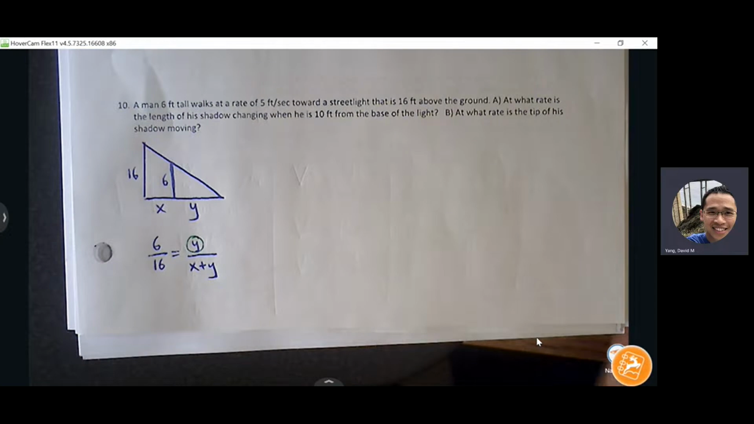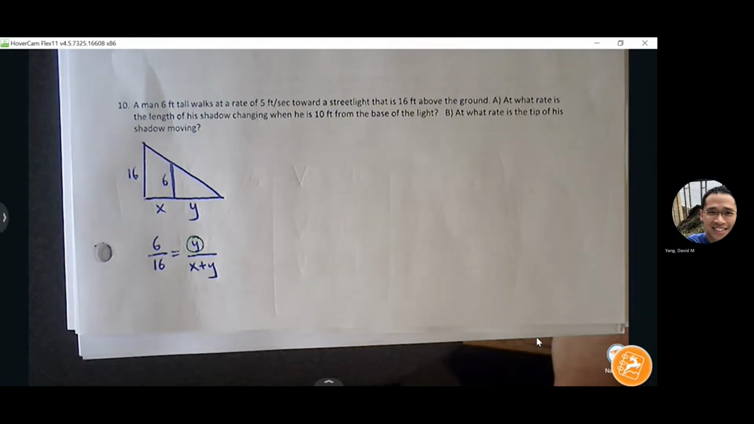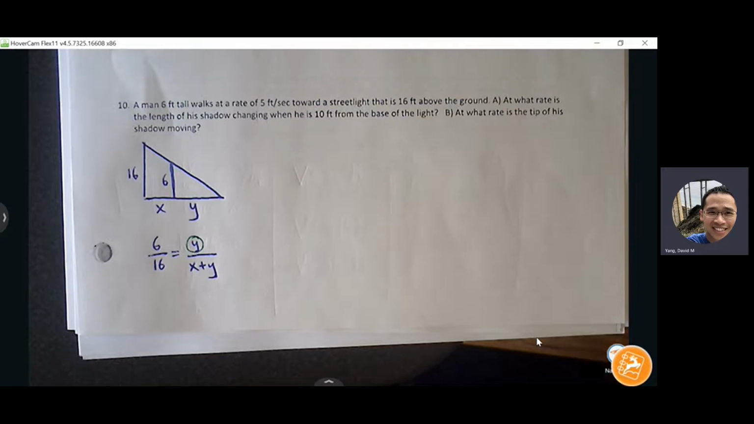Okay, set up your proportion equation. Does that look good for everyone? Everybody understanding why it's y over x plus y and not x over x plus y? I'll point that out because that's a common thing that I see students miss. Make sure you put y over x plus y, not x over x plus y.